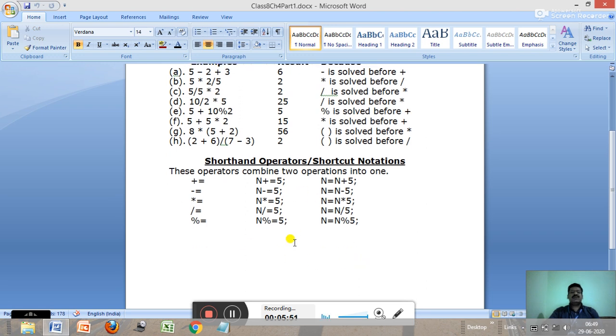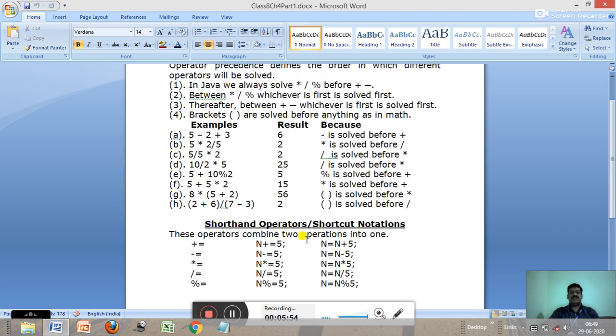Okay. So this was the last topic of this chapter. Next day we'll do the question answer. So these are called shorthand operators or shortcut notation. What is the differentiation? These operators combine two operations into one. So plus equal to, minus equal to, asterisk equal to, slash equal to, modulus equal to. This is a short form which can be used in our program, and this is as usual we write. So n plus equal to 5 means n equal to n plus 5, n minus equal to 5 means n equal to n minus 5, n asterisk equal to 5 means n equal to n into 5, n slash equal to 5 means n equal to n divided by 5, n modulus equal to 5 means n equal to n modulus 5.